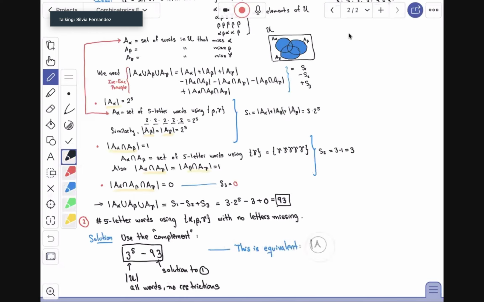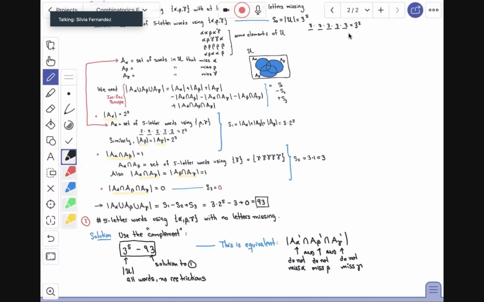We want A alpha complement. So you don't want them to miss alpha. You don't want them to miss beta. And you don't want them to miss gamma. You see? Do not miss alpha, and do not miss beta, and do not miss gamma. That's really what we want, right? In terms of our notation.